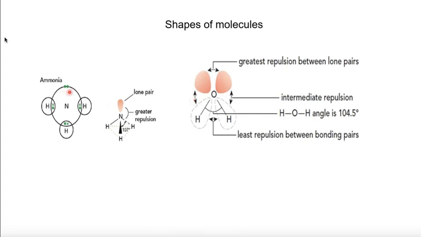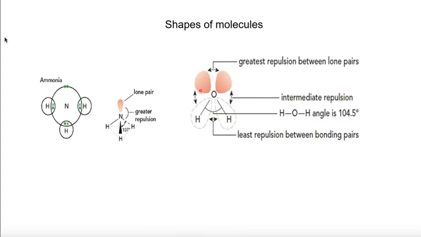So when we have a lone pair and bond pair in a molecule, we will have bond pair repulsion as well as bond pair lone pair repulsion. When we have 2 lone pairs in a molecule, we will have bond pair lone pair repulsion as well as lone pair repulsion. In lone pair repulsion, we get the greatest repulsion between lone pairs. In bond pair repulsion, it is the least repulsion between bond pairs. And when it is a bond pair and 1 lone pair, then it is intermediate repulsion.